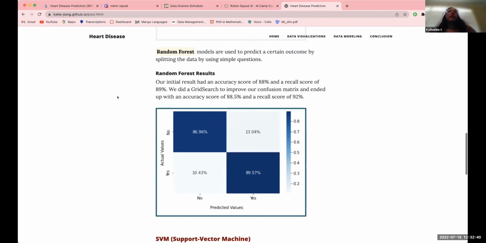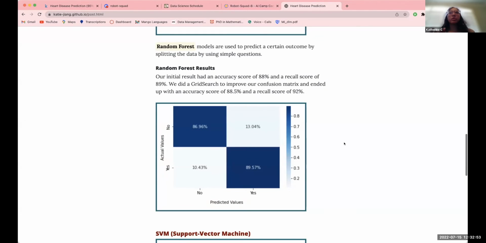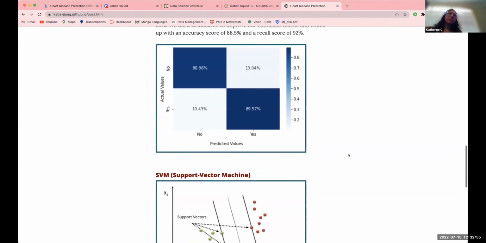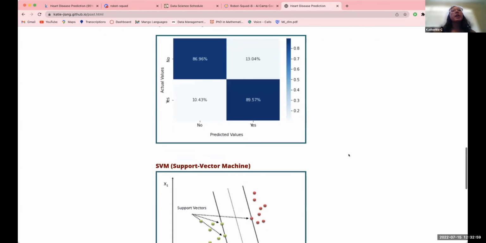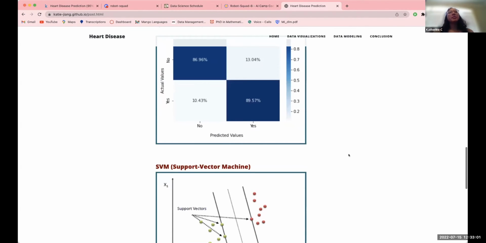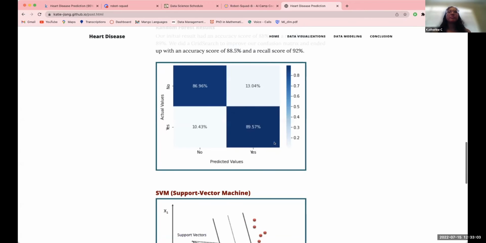So our initial result had an accuracy score of 80% and a recall score of 89%. But when we did the grid search to improve our confusion matrix, we ended up with an accuracy score of 88.5% and a recall score of 92%. And so again, we want the top right and bottom left to be as little as possible.